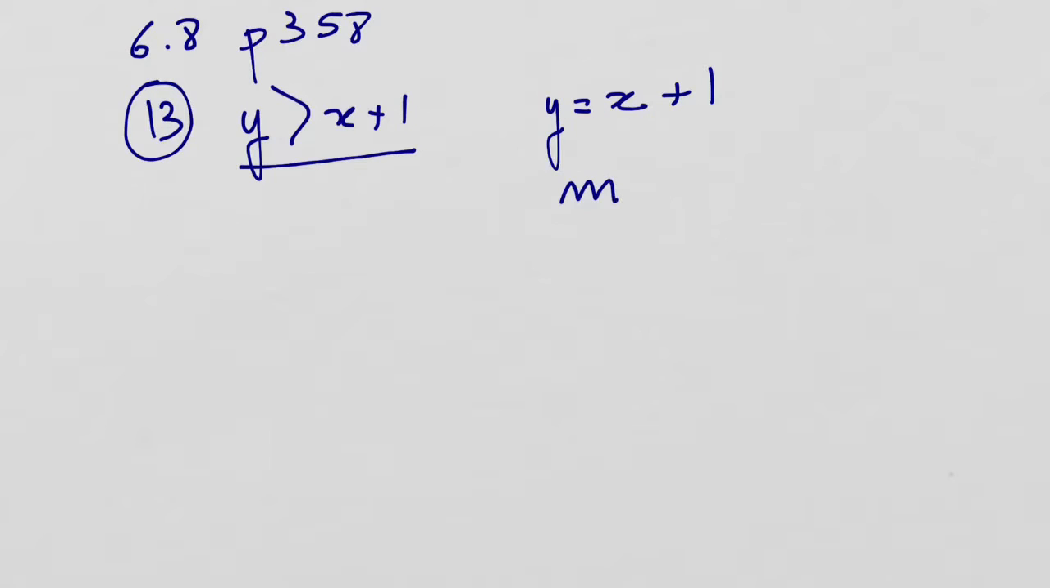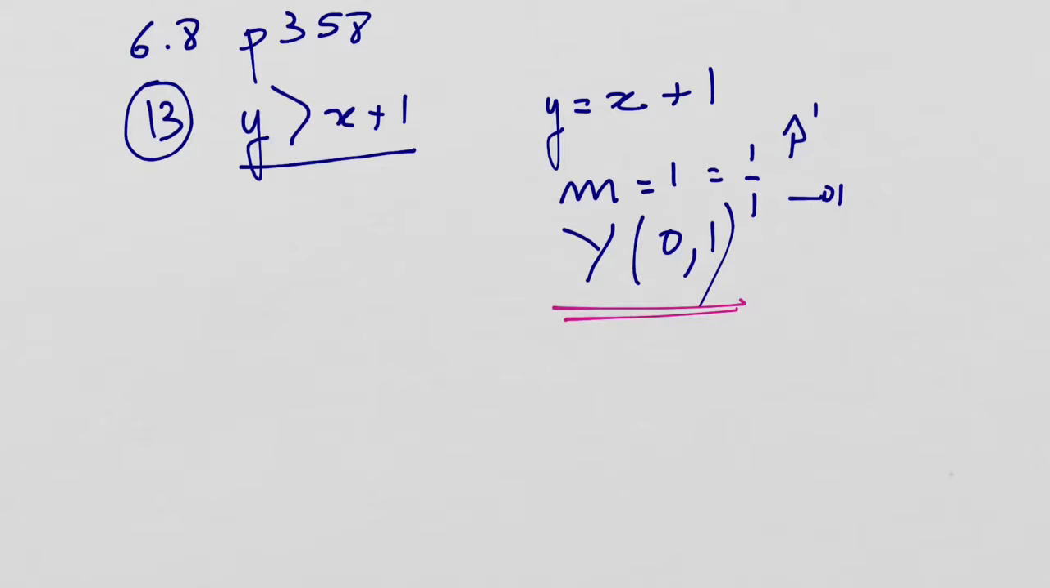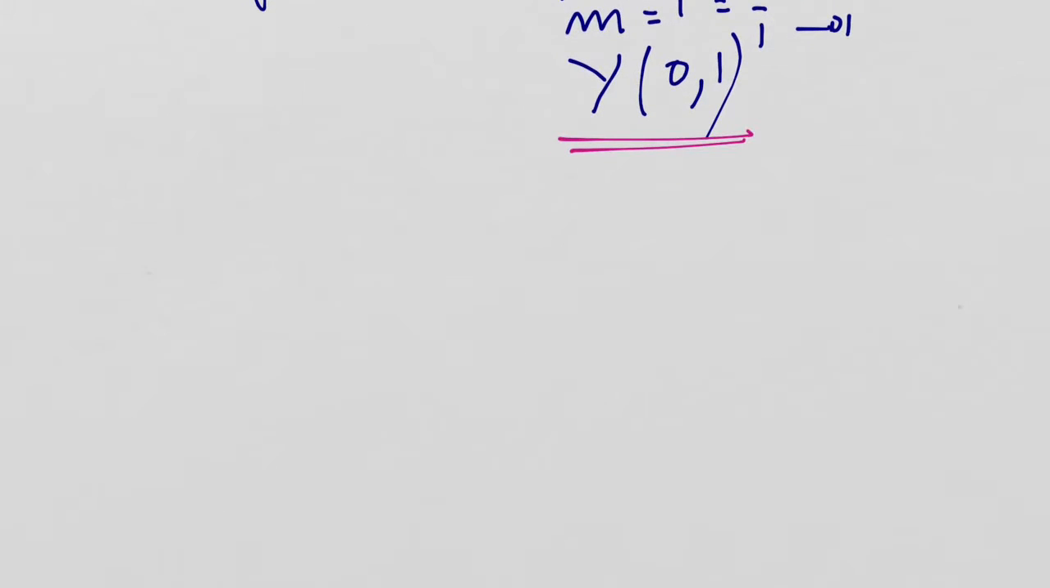In that case, the slope equals 1 and the y-intercept is (0, 1). When x equals 0, y equals 1. Because the slope equals 1, which is, I'd like to remind you, 1 over 1, you need to go up 1 and right 1 from the y-intercept (0, 1). So if I want to represent this graph, what I'm going to have is this.